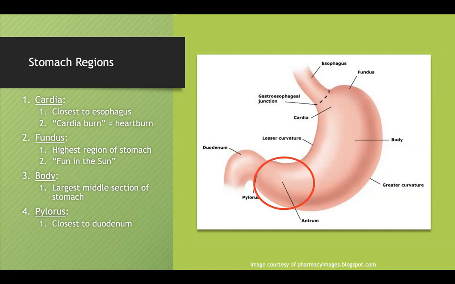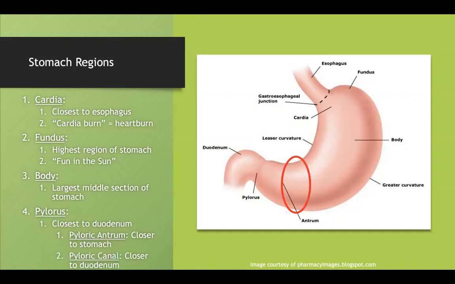And you can subdivide the pylorus into two sections. There's the pyloric antrum, which is the section closest to the stomach. And you have the pyloric canal, which is closest to the duodenum. And I remember the difference between the two. I always think of the A in antrum as the first letter of the alphabet. So it's going to be the first thing that food encounters between these two regions.